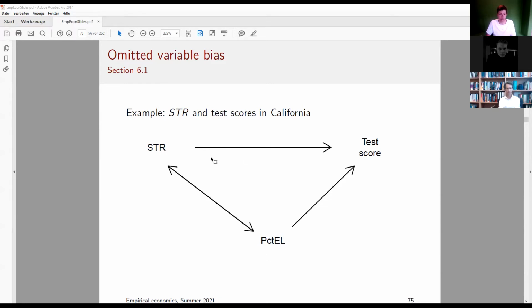But if now student-teacher ratio was correlated with the share of non-native speakers in a district, so for example, districts with a large share of non-native speakers would have larger classes on average, then we would observe a distortion of our coefficient of student-teacher ratio on test score. And that's, at least for one example, exactly what is happening in our data set.